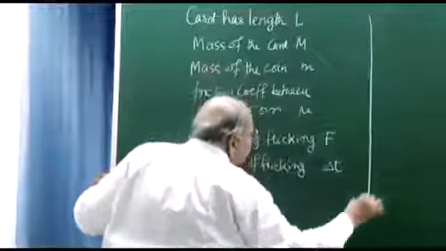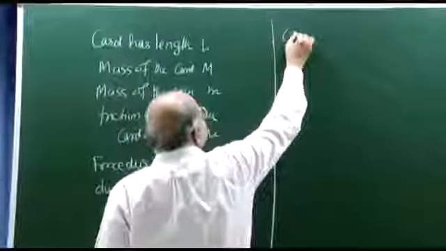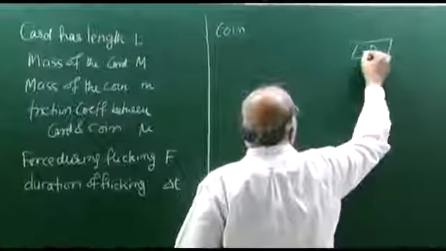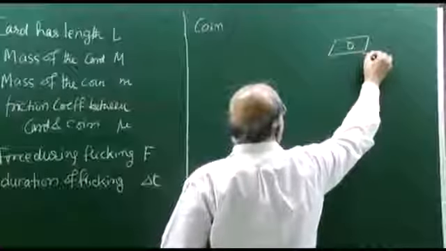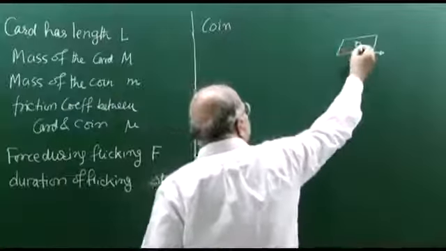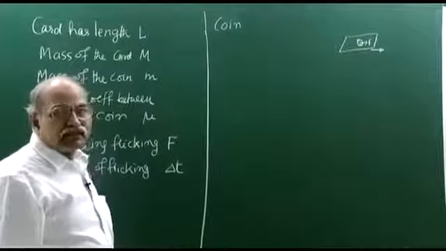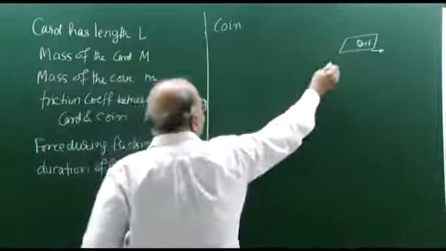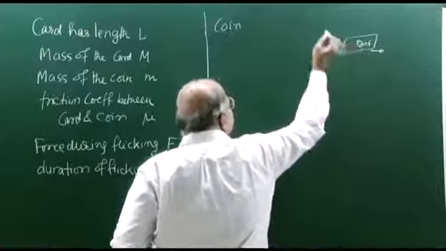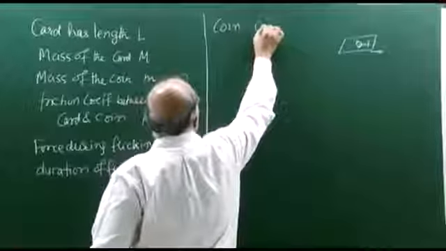So, what will be the equation for, let us say, the coin first? What is happening? You have card, you have coin, and because of this the card is moving this way. So, the coin is slipping on the card in the backward direction. So, there will be some frictional force here. And if you look at the card, there is a frictional force on the card also, and that is in the backward direction. So, we have to work for coin and also we have to work for card.